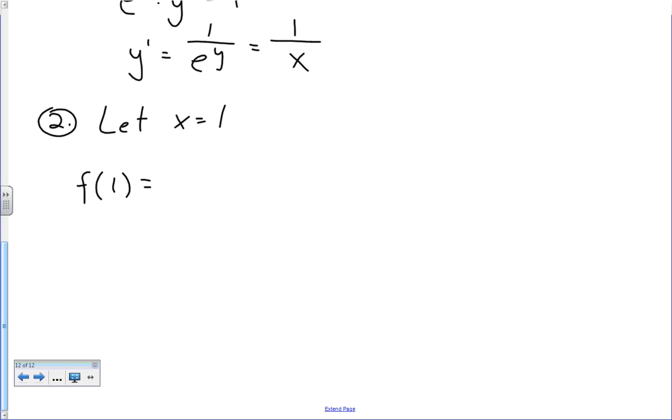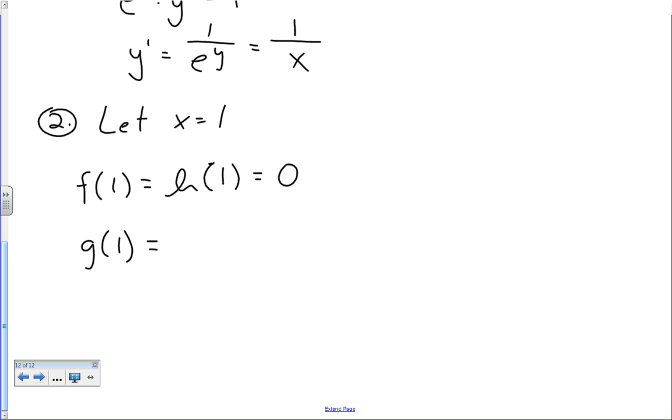So f of 1. Now function f was equal to the ln function, so that's going to be the ln of 1, which, remember, is the intercept. We've already proven that that's equal to 0 for the ln function. That's just the definite integral from 1 to 1 of 1 over t dt. That's 0. Do the same thing for function g.